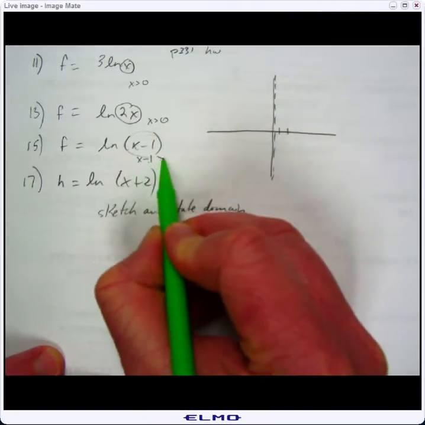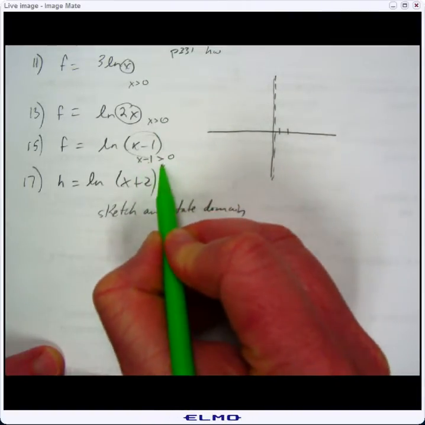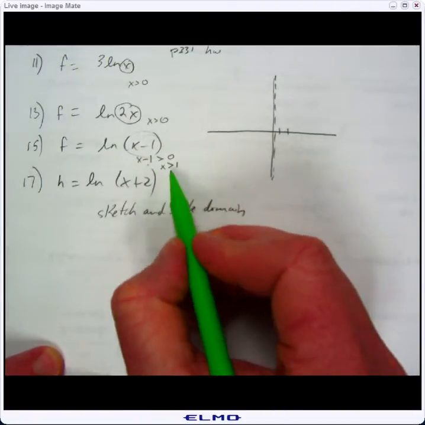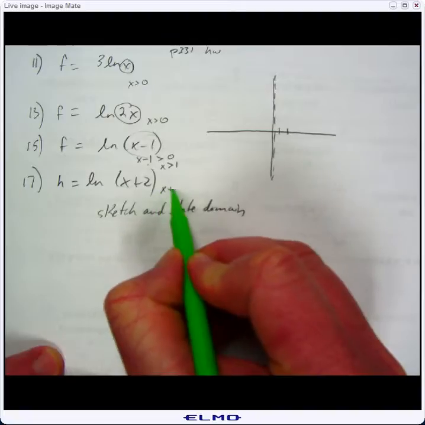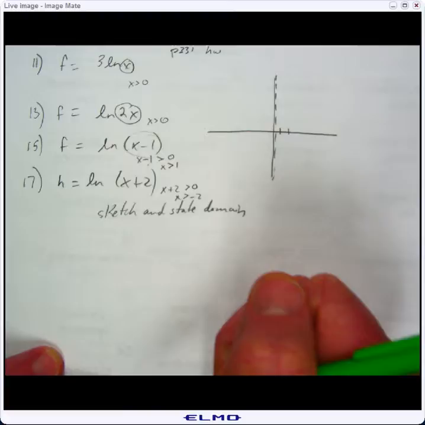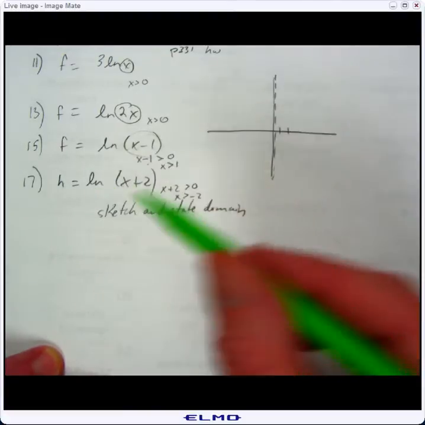For this one, x minus 1 would be greater than 0, so x is greater than 1. And that's because it's shifted 1 to the right. And then this would be x is greater than negative 2. It's shifted 2 to the left. So from there, I wouldn't worry about the sketching too much.